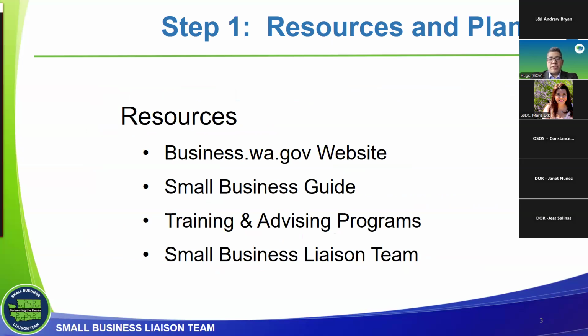Business.wa.gov is a website that's going to be your new best friend and a place to start when looking for resources. The Small Business Guide housed there is a great reference guide for all phases of your business, from starting to running and growing. Training and advising programs will help you get prepared, especially if you're starting a business for the first time. There are lots of great resources to help you work smarter and accelerate your success. And then there's the Small Business Liaison Team. That's us. Along with our colleagues from more than 2,000 other state agencies, we're here to help you, so lean on us when you need assistance.